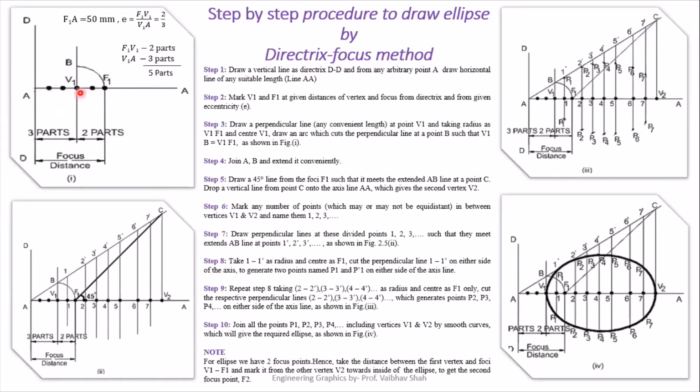After that, we have to draw a vertical line from V1. Then we take V1 as a center and V1F1 as a radius. We draw a quarter circle and we get this point B somewhere here on the vertical line. After that, you will connect AB and draw one line. After that, you have to draw a 45 degree line from your focal point to cut this point C. From C, you have to draw a perpendicular to your AA axis to get your V2. After specifying V1 and V2, you will measure the distance of V1 and V2 and divide them into suitable equal parts. We have divided it into 8 parts.